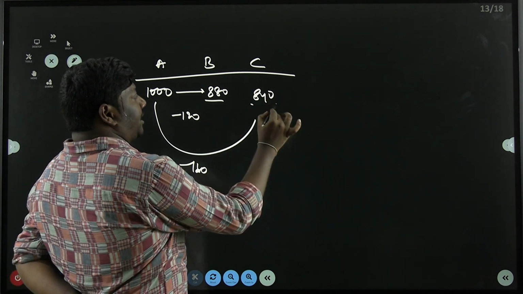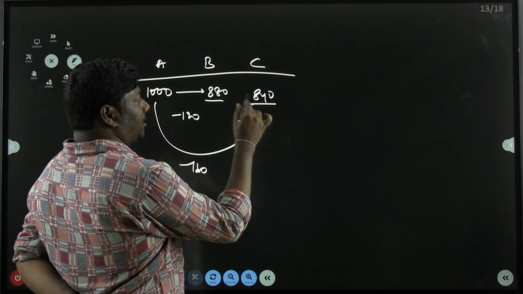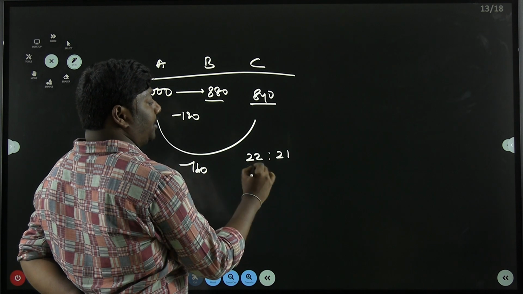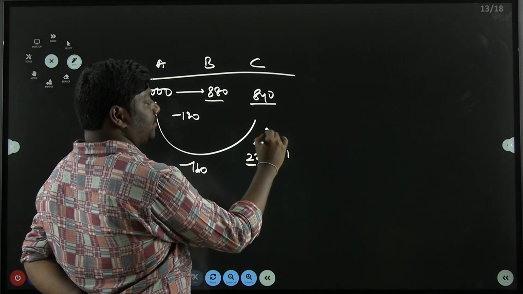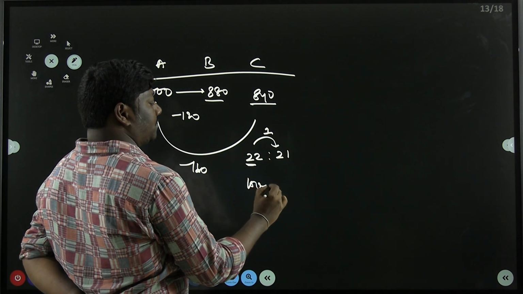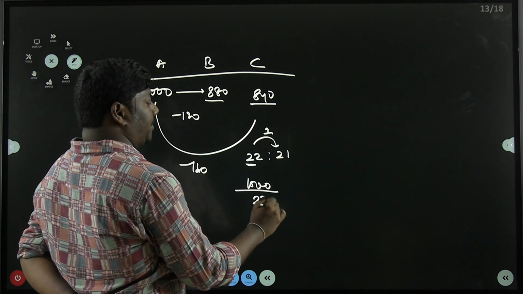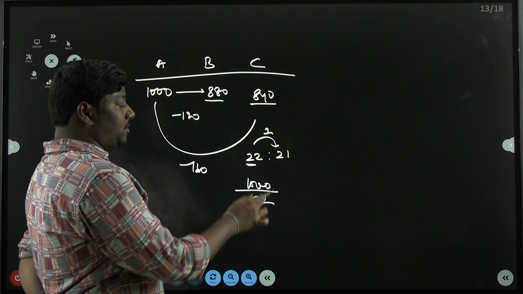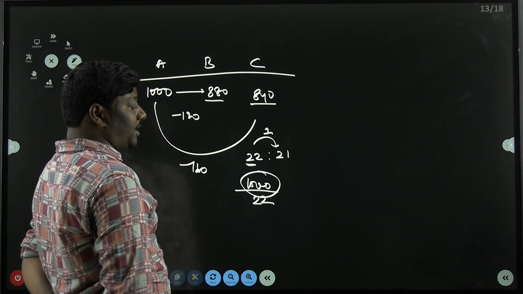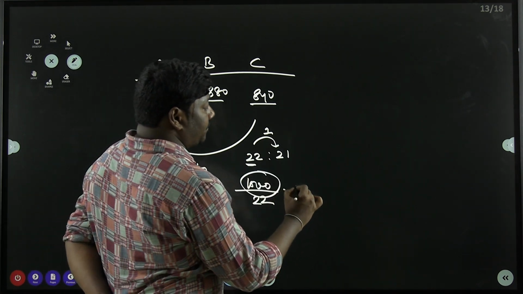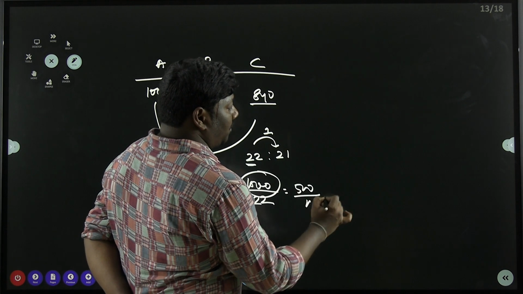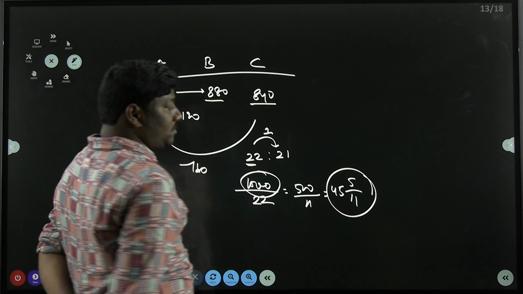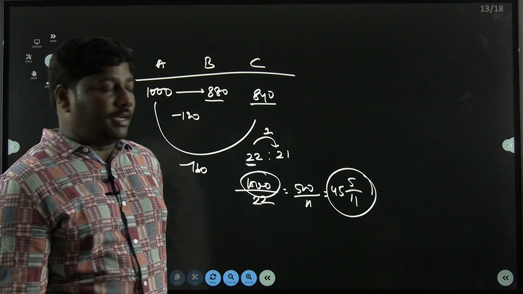If it is 880 and 840, you can find out the ratio. So you can say it is 22:21. If it is 22, how much less is it? It is 1 less. If it is 1000, it will be 1 by 22 into 1000 less. So for every 22, 1 less; for 1000 meters, how much will it be less? You can say 1000 by 22, which is 500 by 11. You know, 500 by 11 is 45 5 by 11. So you can take it as 45 5 by 11.